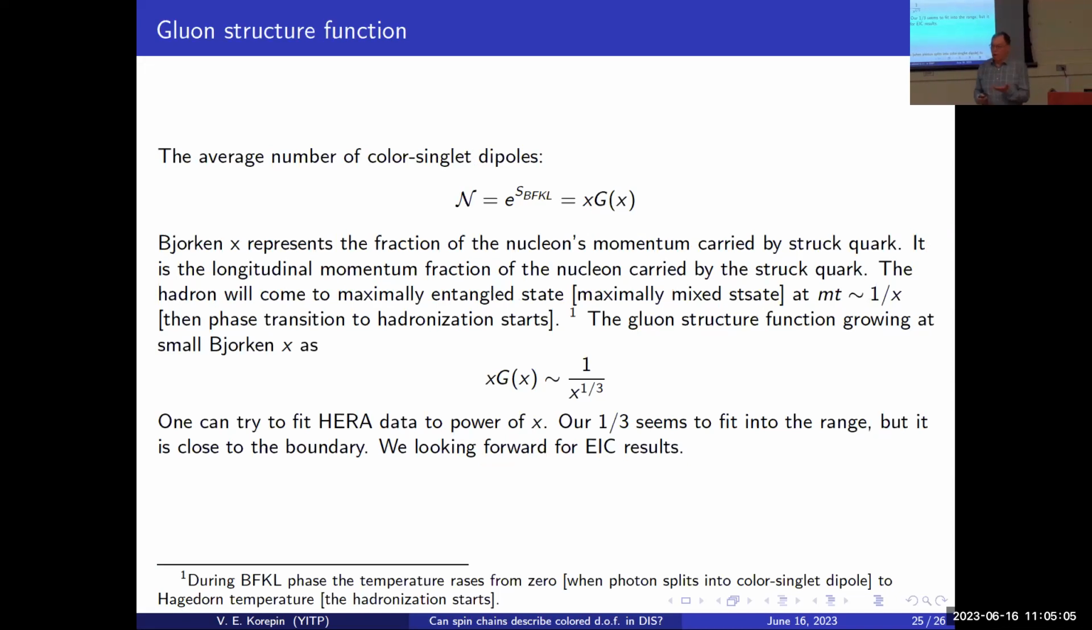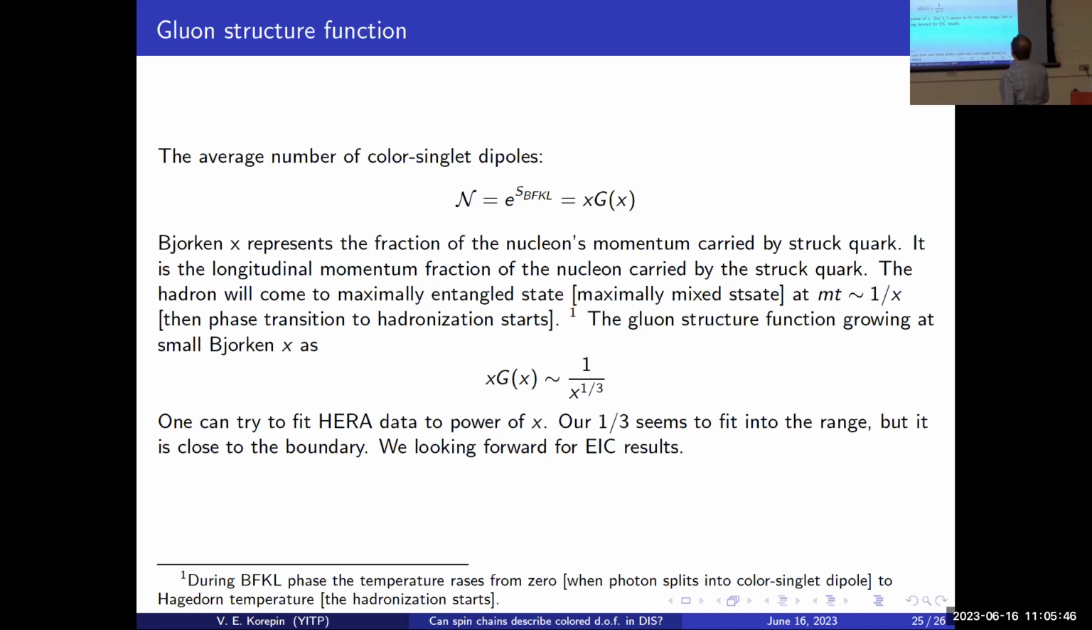Everything that I explained about BFKL happens for a very short period of time. The whole BFKL is like half a femtosecond. So there is an exchange, and then hadronization starts, like quarks turn into jets. So we should have this in mind. The idea of Kharzeev and Levin was that when the BFKL phase finishes, the proton comes into the maximally entangled state, which is the maximally mixed state. This is a phase transition, and then hadronization starts.